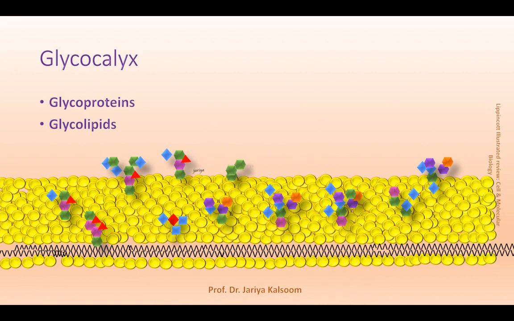Glycocalyx is composed of carbohydrate moieties of membrane lipids and proteins. It acts as an ID tag that enables the body to determine whether an antigen is self or foreign.